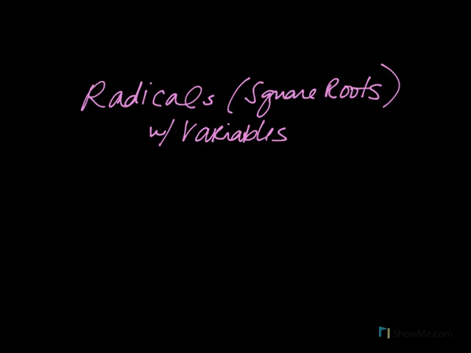Hey everybody, I just wanted to give you a real quick video about what we're going to do today, which is radicals, or square roots, with variables. Last week we did radicals with just constants, our numbers, our perfect squares. So we know that the perfect squares are the opposite of squaring something.